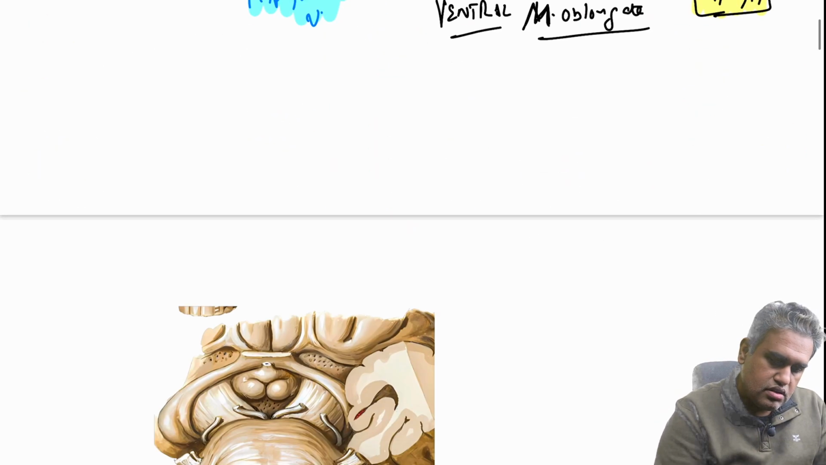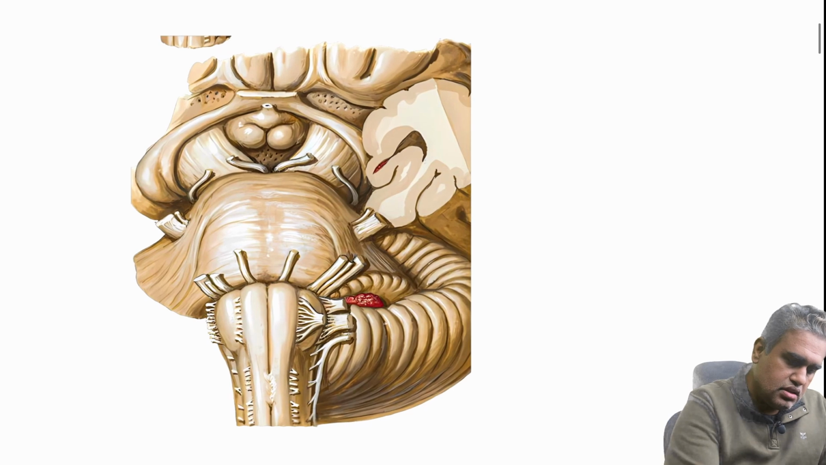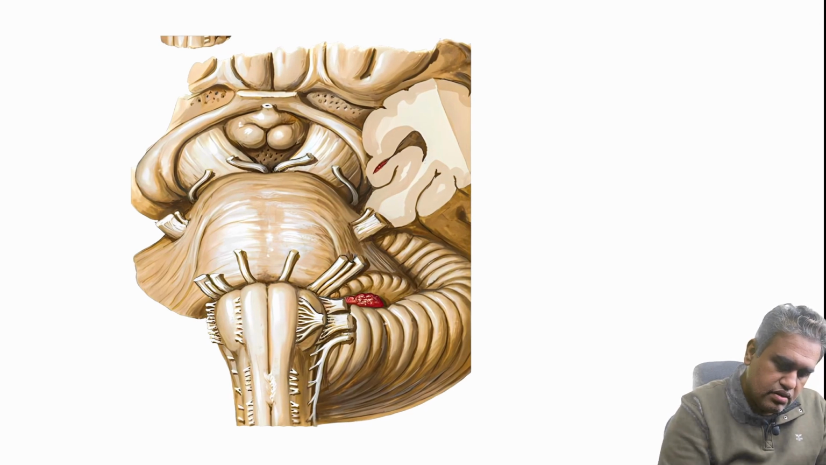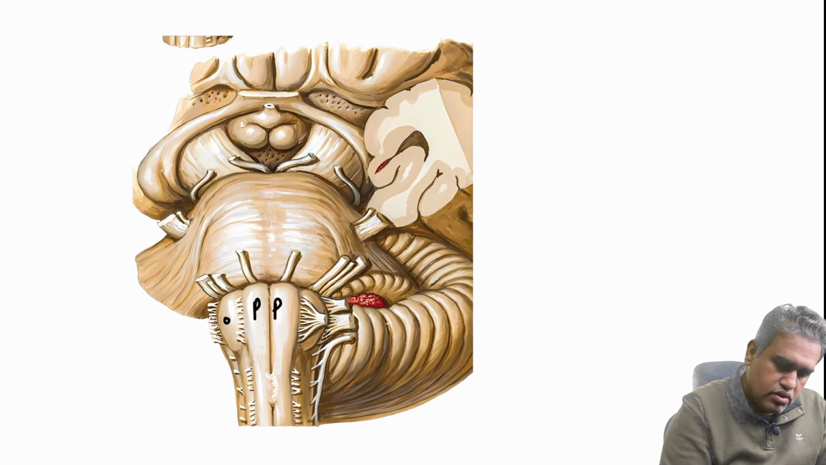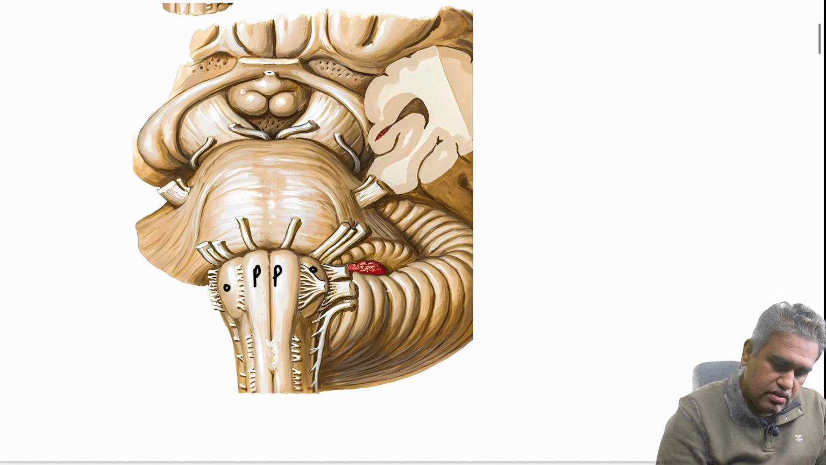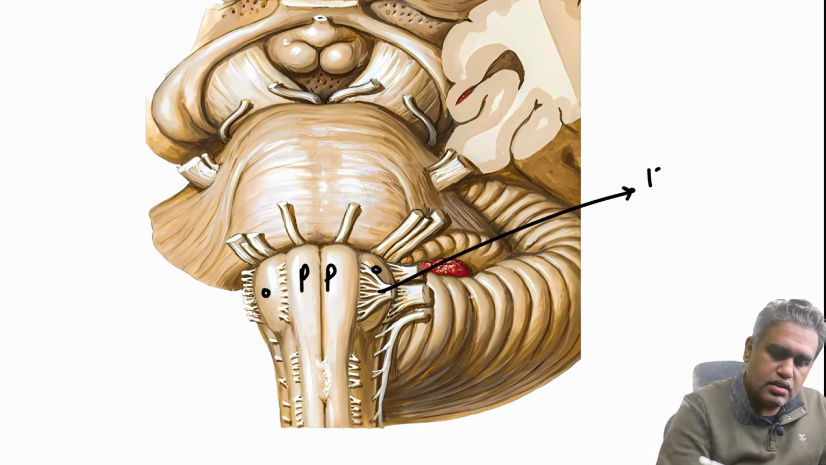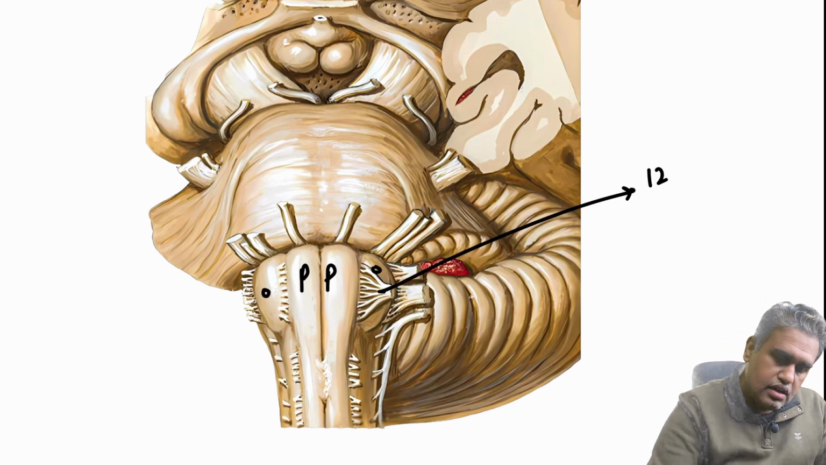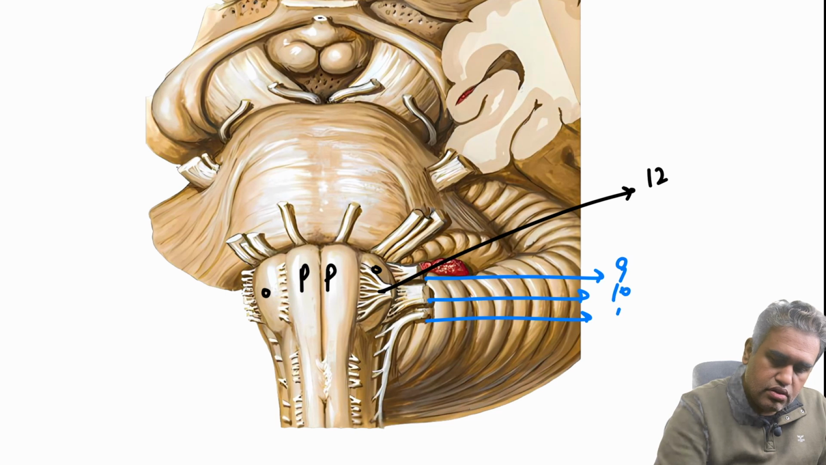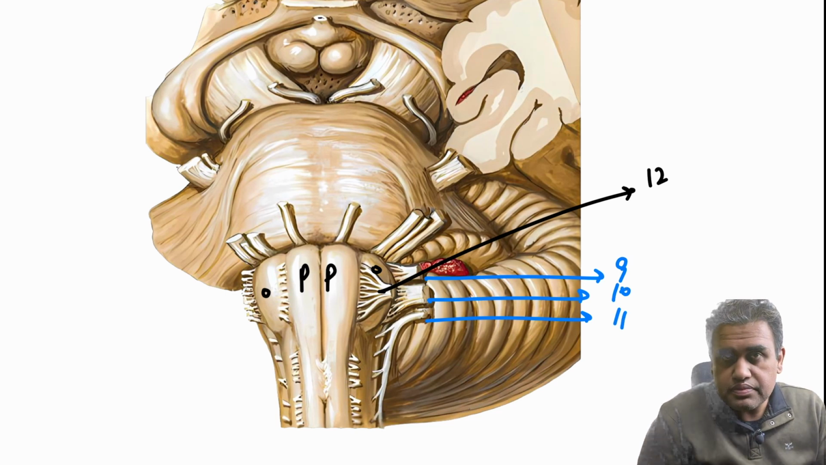Let me show you an image over here. This is what we are actually discussing right now. This is P for pyramid, this is O for olive. If I zoom in a bit, you will see this nerve over here. Let me put a direct black arrow. This is the 12th nerve. Simple as that. And if I put three blue arrows, one over here, one over here, one over here, you know what we are referring to: 9th, 10th, 11th, post-olivary sulcus.